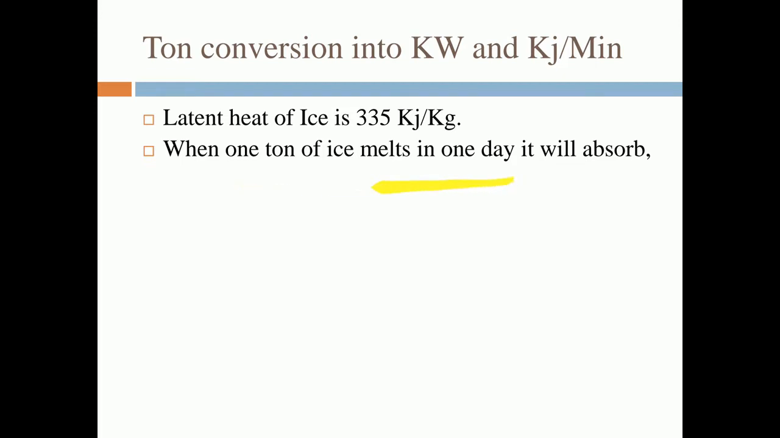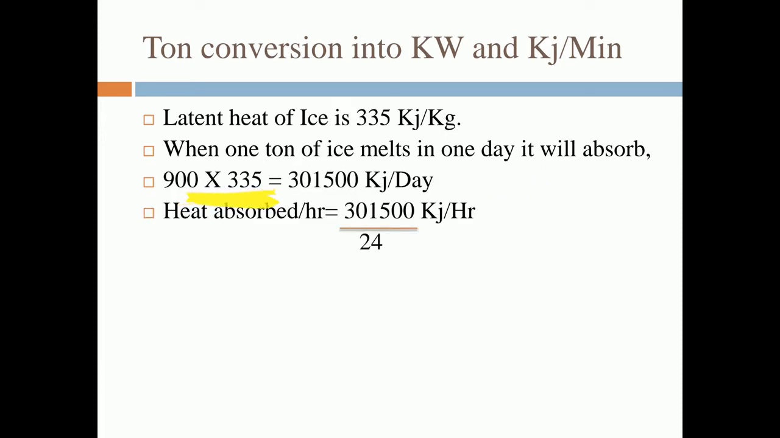When 1 ton of ice melts in one day, it will absorb 900 into 335. This 335 is for 1 kg. Now we are melting 1 ton of ice, so we have to take 900 kg. As we already know, 1 ton is equal to 1000 kg, but when this unit was formed, 1 ton was considered as 900 kg. So we take 900 kg here, and 335 is the latent heat. When we multiply this data, we get 301500 kilojoule per day.